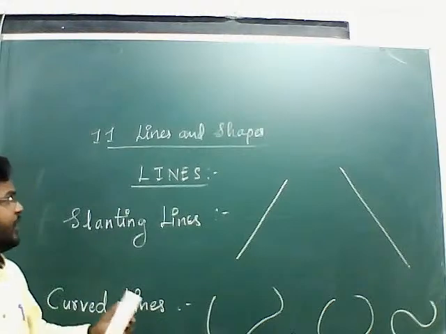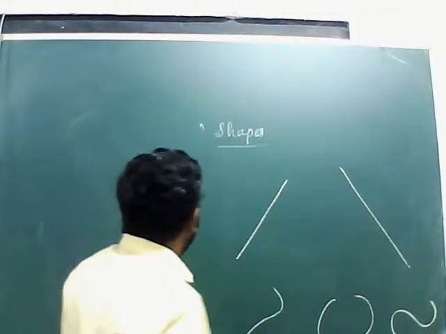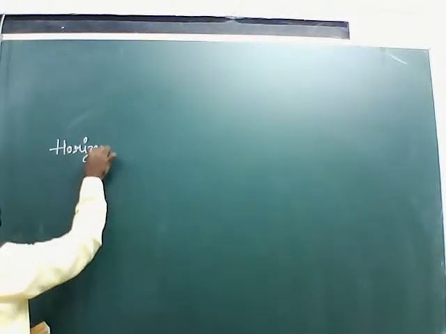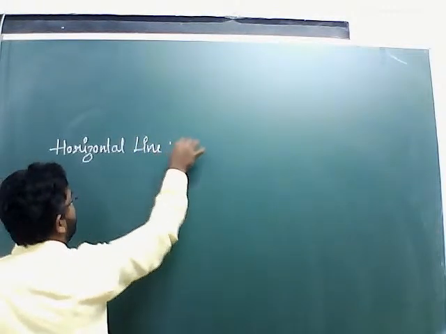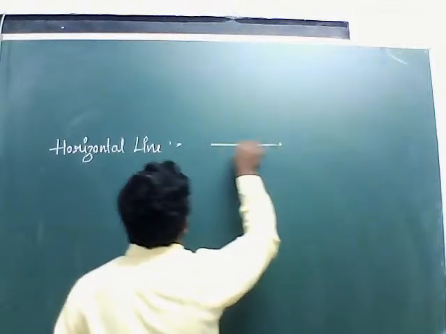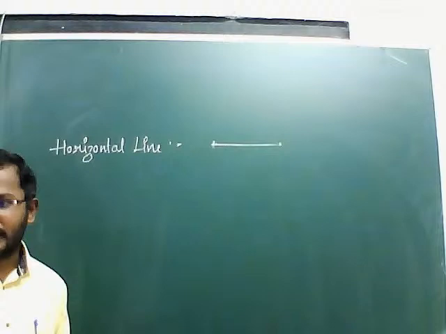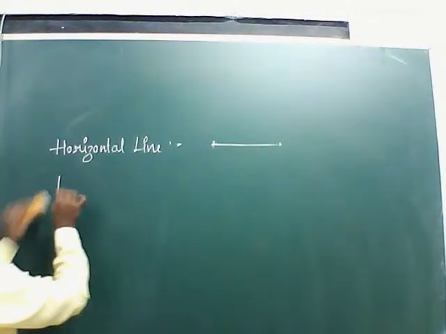Okay, so first we have learned. Let me write all the lines once again. All the four types of lines I will be writing once again. Horizontal line. Horizontal lines are also called as sleeping lines. Don't write it as sleeping lines. Just to remember, I am telling that sleeping lines are called as horizontal line. Next, we are learning about vertical line.